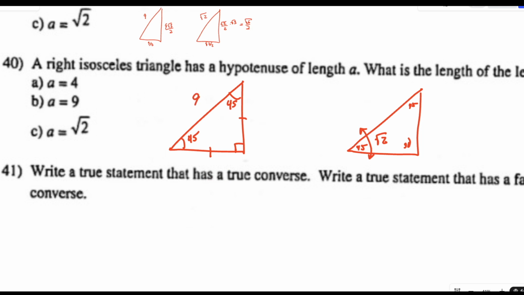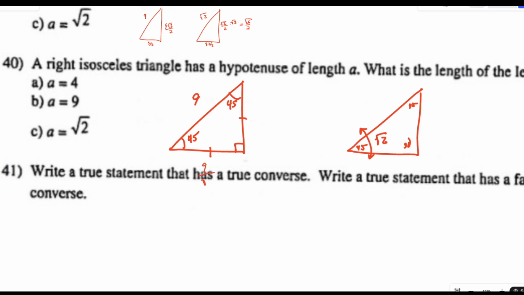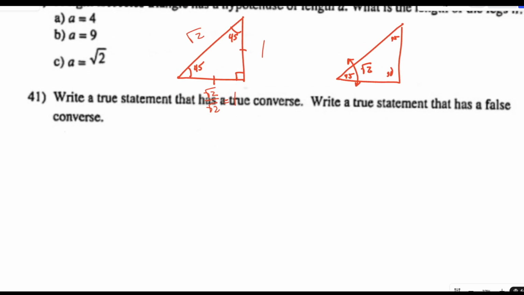For 9, I divide by root 2, and then I have to rationalize again. So I get 9 root 2 over 2. And if it's root 2 divided by root 2, it's kind of nice. It just turns into 1. 1 and 1. Just make sure that's what they're asking. Yep. 41. Write a true statement that has a true converse.